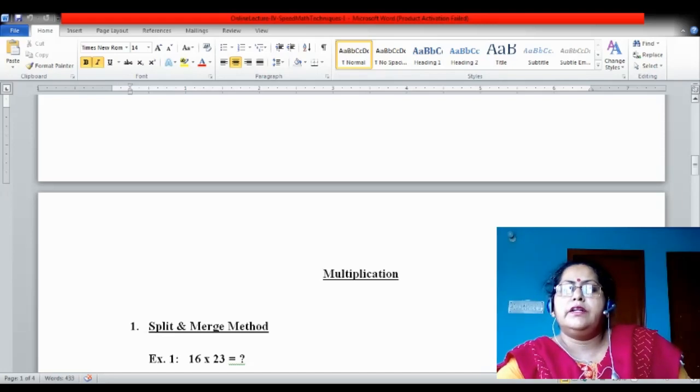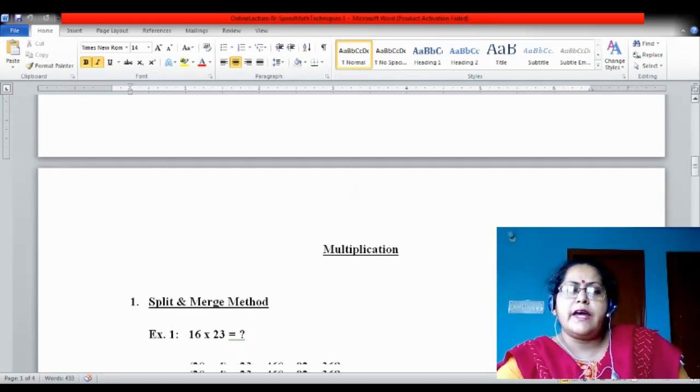Now split and merge in multiplication, I will not ask you to split into the units, tens, hundreds places and then do it. That will become again cumbersome. But what we can do in this kind of problem is split one of the numbers, not both simultaneously, to its nearest tens or hundreds or whatever, and then do it. Like see, 16, we can easily visualize it's 20 minus 4. So 20 minus 4 into 23.